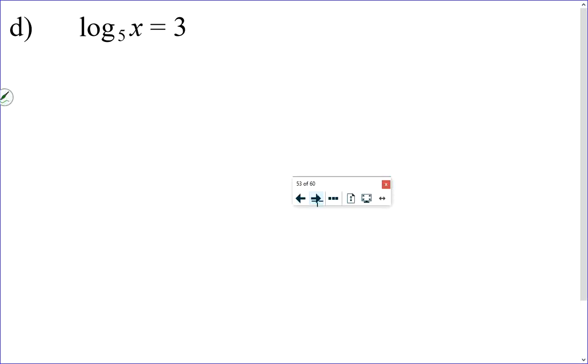Alex, do you know what this is? 125. Because when you think of it in exponential form, it's 5 cubed equals x. Well, this is grade 7 math, or 6, I don't know. 5 times 5 times 5 is 125.